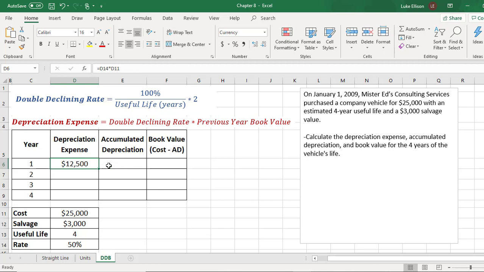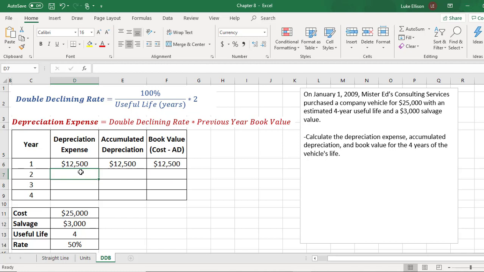Alright, so we have $12,500 for depreciation expense. That will be the same thing for the accumulated depreciation, remembering that this column just adds up the depreciation expense up until that year. And the book value is just going to be the cost minus accumulated depreciation. So that's $25,000 minus $12,500.